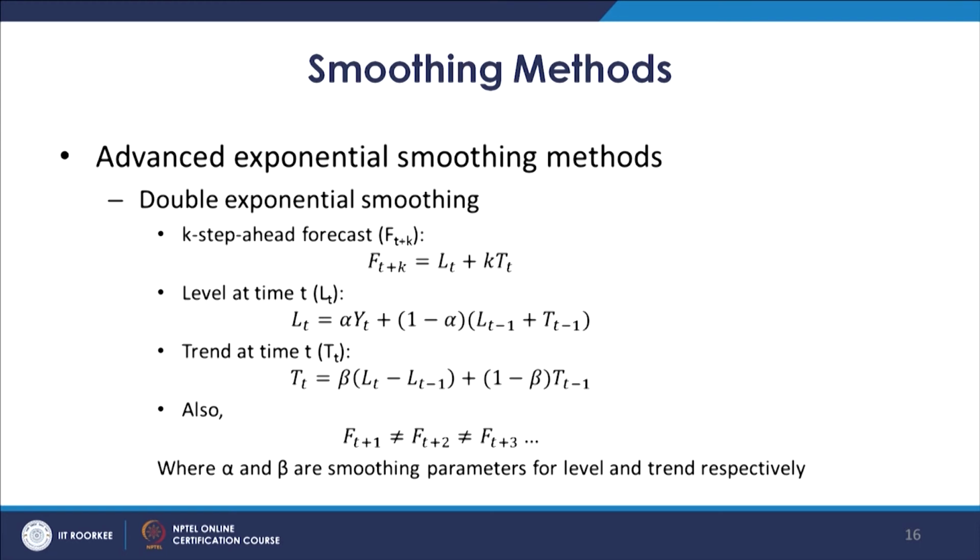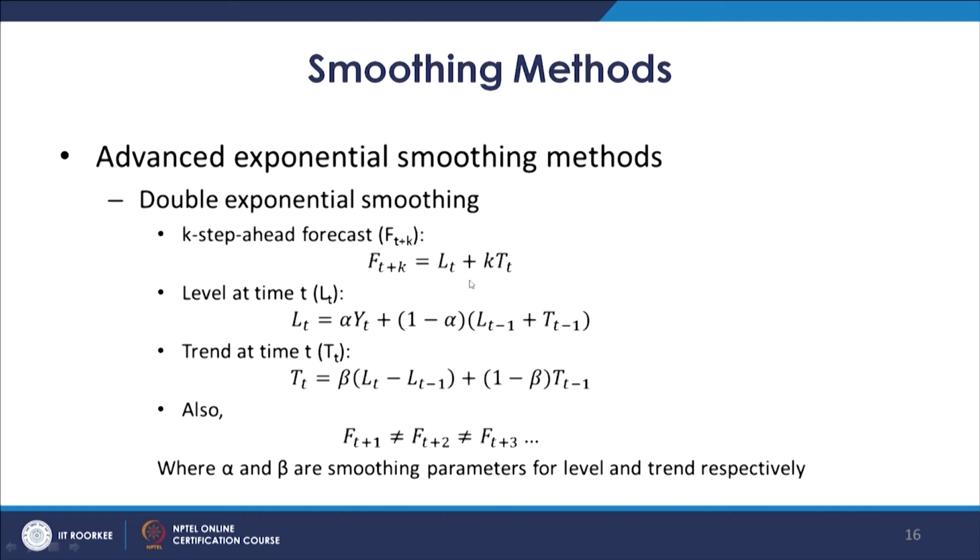This is called double exponential smoothing because we can look at two components. Simple exponential smoothing looks at just one component, that is level. Double exponential smoothing can look at two components, that is level and trend. Now the k step ahead forecast F t plus k can be rewritten as this.